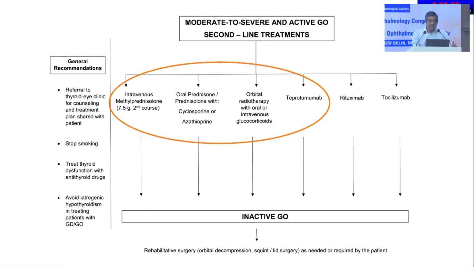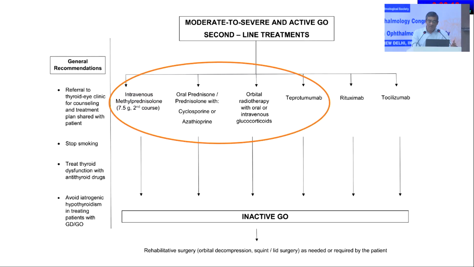In the second case scenario, high dose IV methylprednisolone can also be given if the patient has only partially responded to the first course of methylprednisolone. Oral prednisolone we usually do not prefer. Orbital radiotherapy if there is diplopia. Teprotumumab is not available, so what could be available is rituximab and tocilizumab.